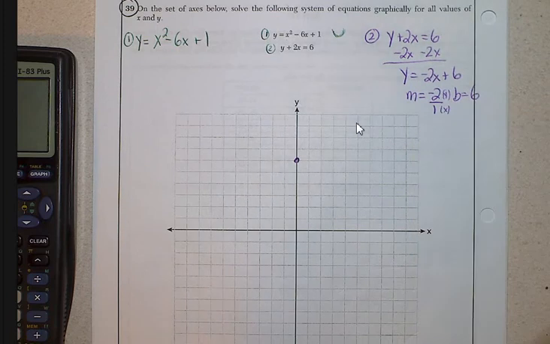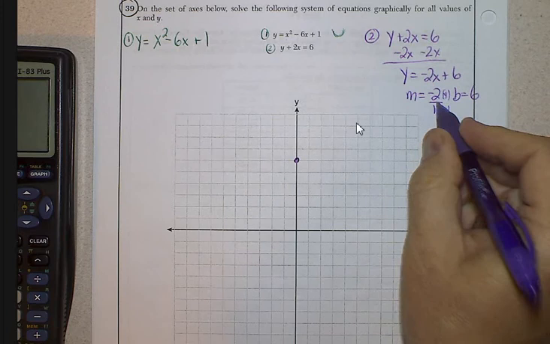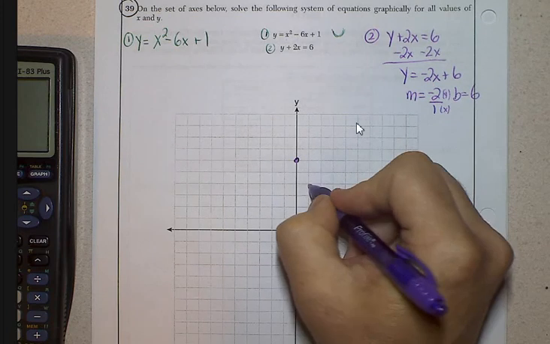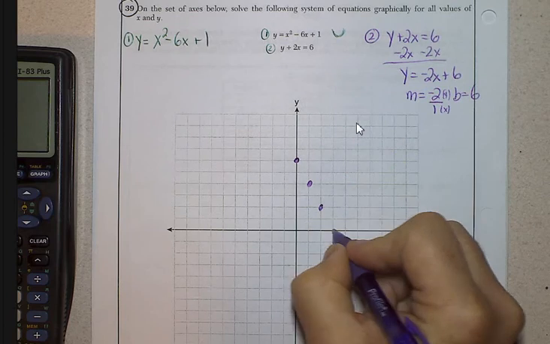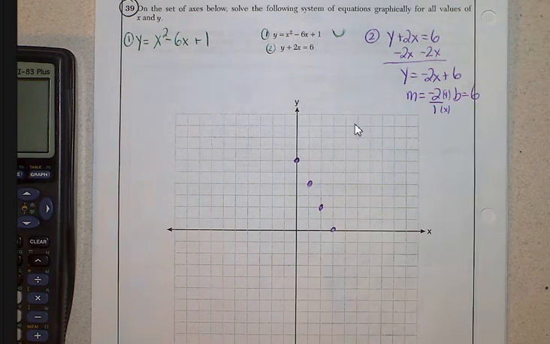So I got a plus 1 and then a minus 2 in the y. Plus 1 in the x, minus 2 in the y. Plus 1 in the x, minus 2 in the y. Plus 1 in the x, minus 2 in the y.